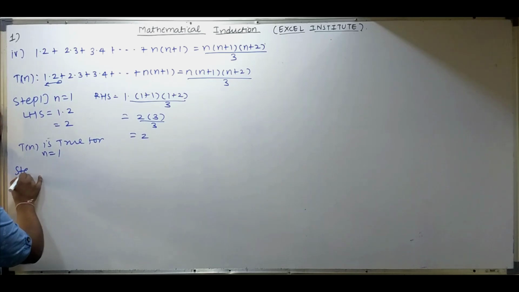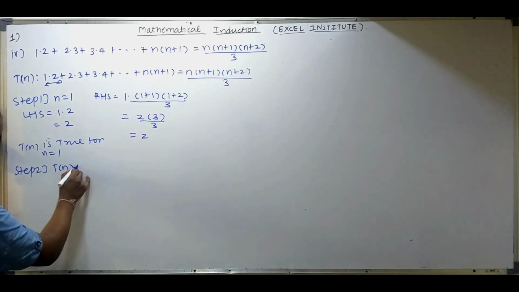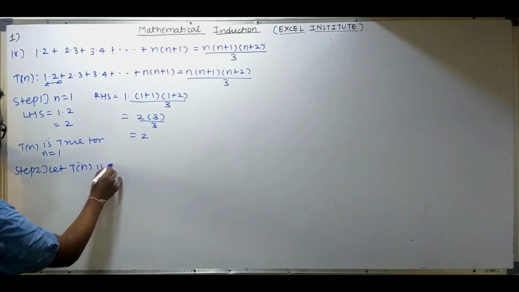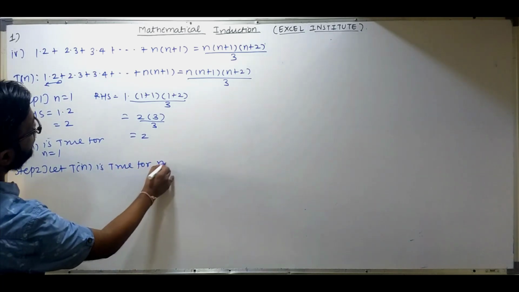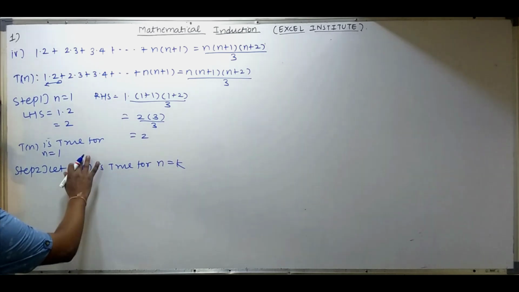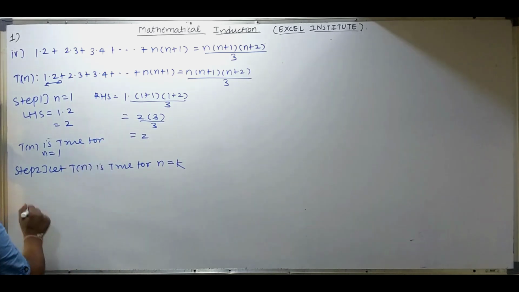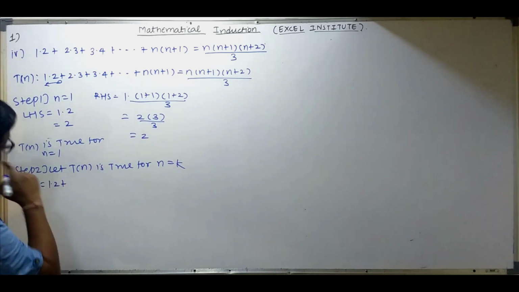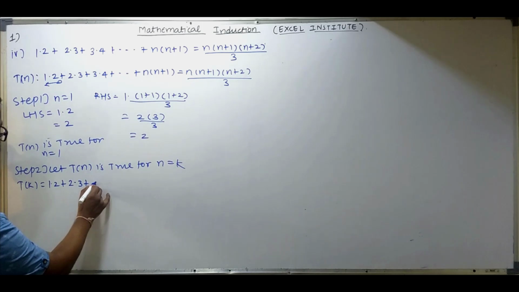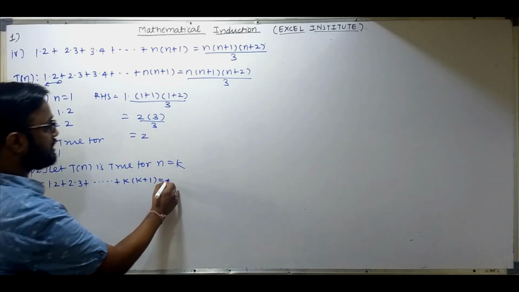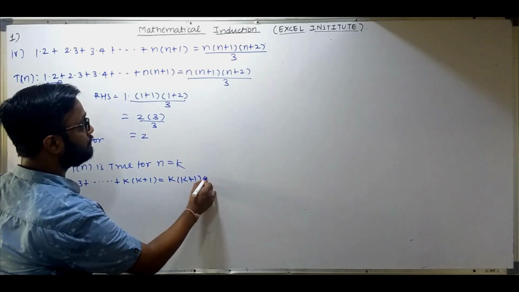Step 2 is always an assumption. Let T of n be true for n equal to k. Second step is always an assumption, beta, so we assume that T of n is true for n equal to k. So replace n by k. T of k is equal to 1 into 2, 2 into 3, like this, k into k plus 1, which equals k into k plus 1 into k plus 2 by 3.